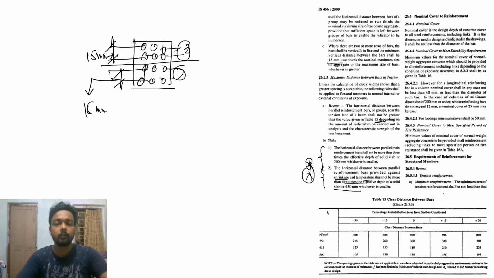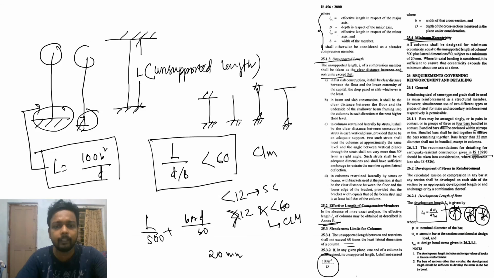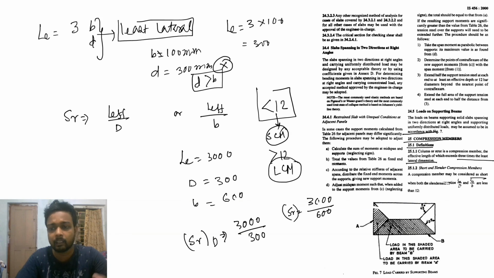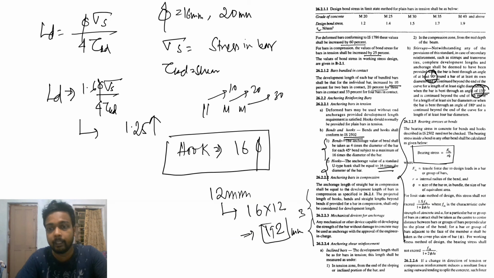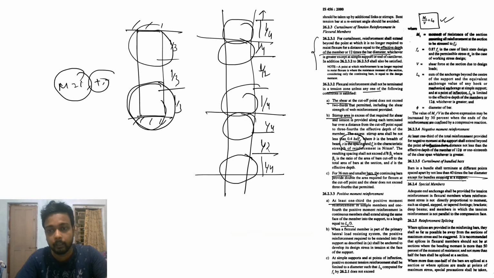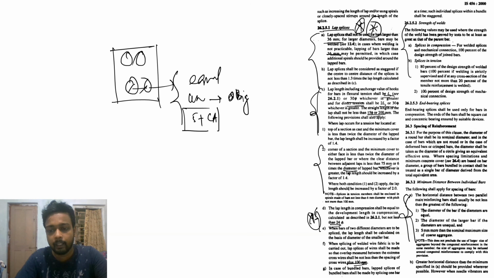So this is all about the video, where I discussed basically the compression member, where I told about the definition, reinforcement detailing and spacing, bearing stress, development length, and lap splicing.